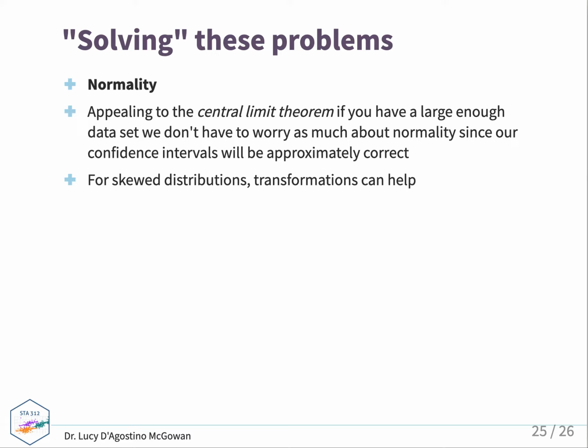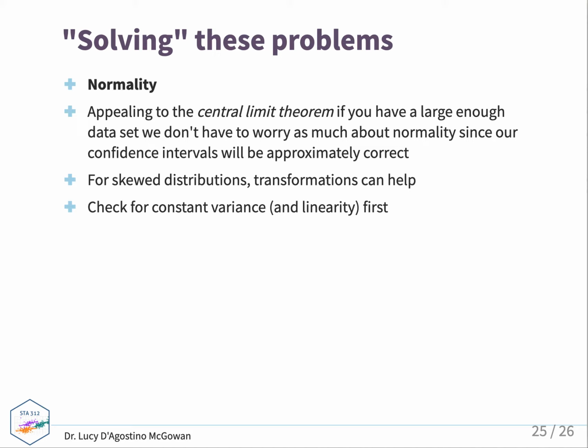But if you're still worried about it, or you have a small enough sample where it's still a problem, for skewed distributions, transformations can help. For example, when you looked at the log normal, that probably looked a lot like one of the skewed distributions you looked at in the application exercise. That can give you some sense that maybe there's a transformation you need to do in order to help solve this problem.